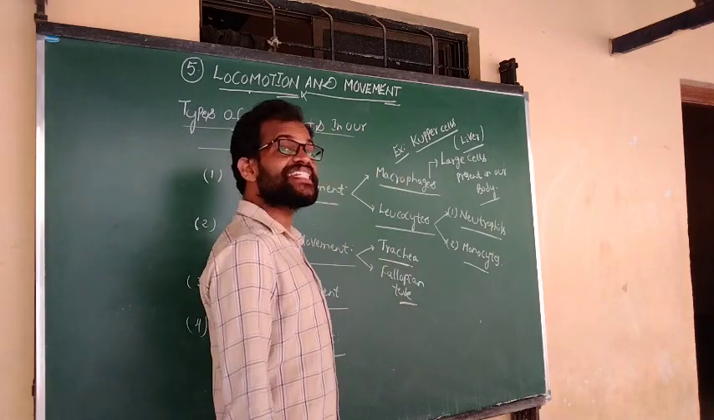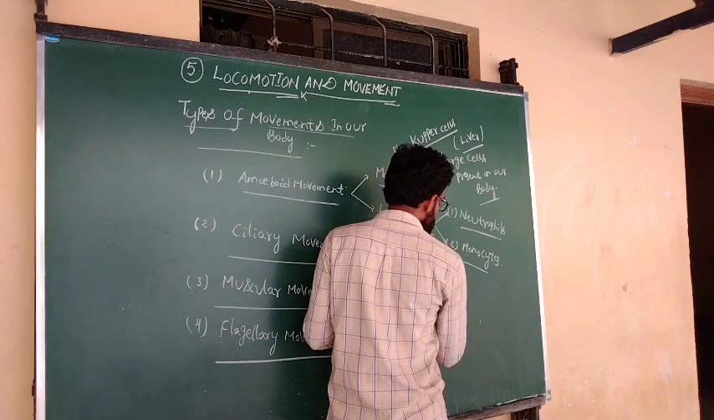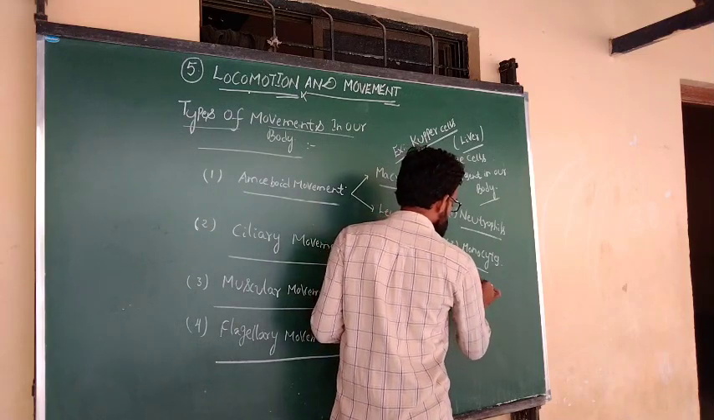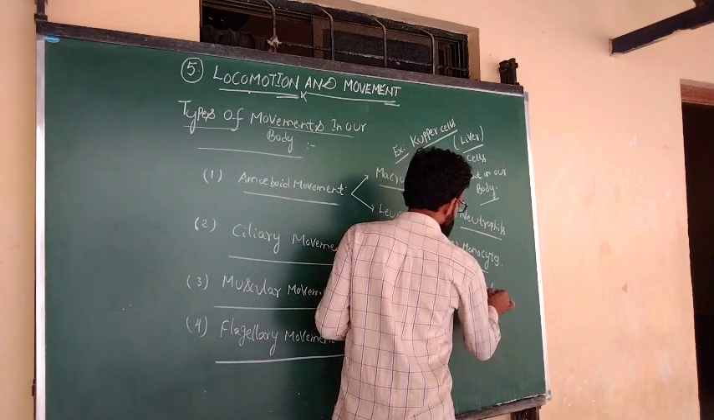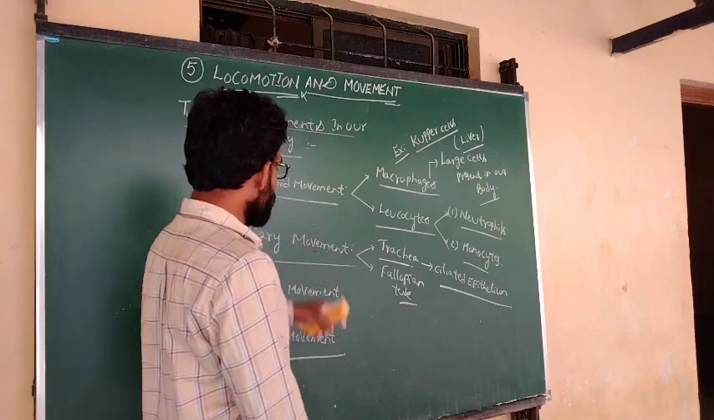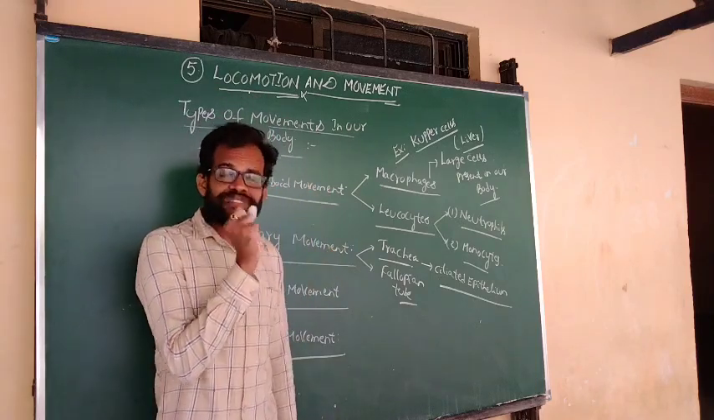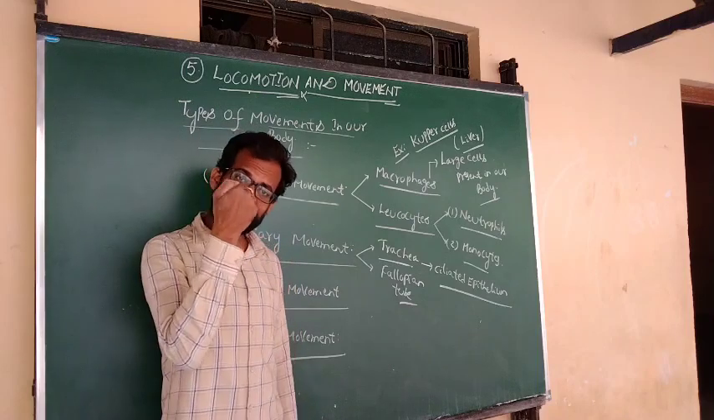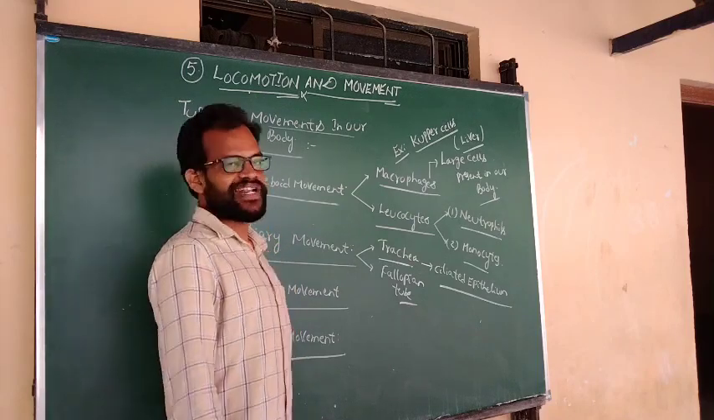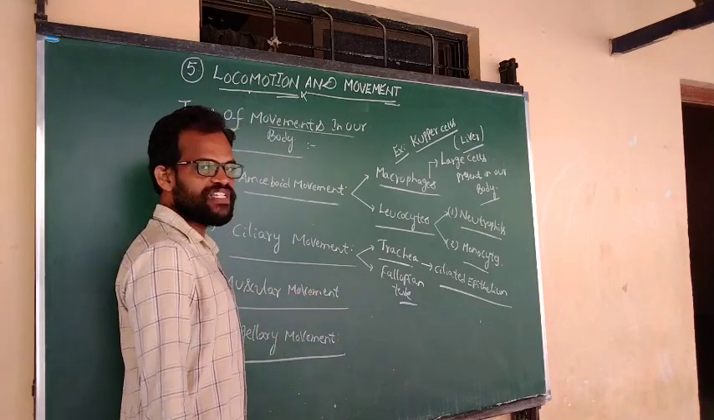The trachea's inner lining is made up of ciliated epithelium. What is the function of this ciliated epithelium? It traps the dust particles to prevent harmful microorganisms from entering the trachea or respiratory tract. That is the main function in the trachea.